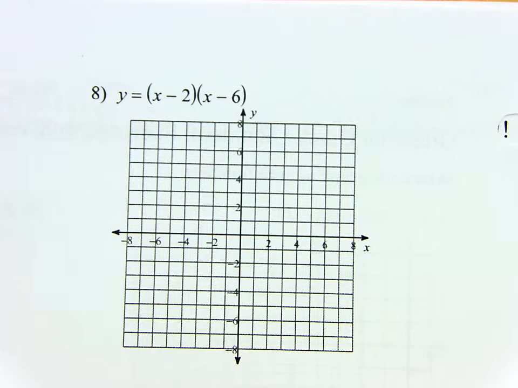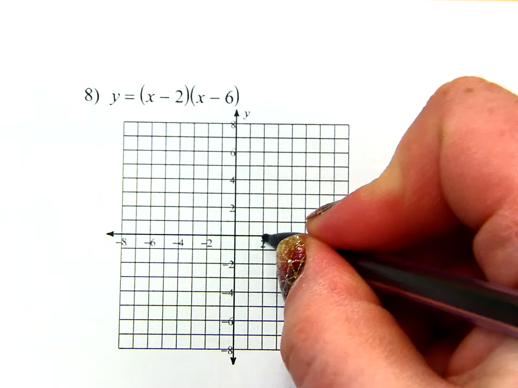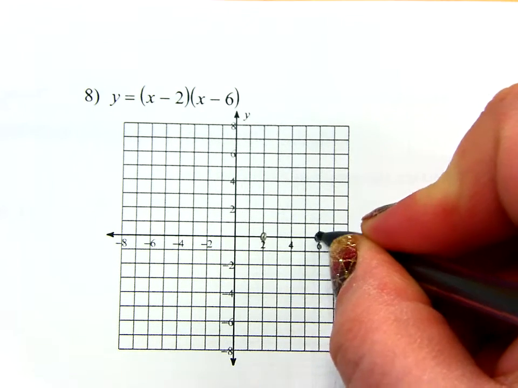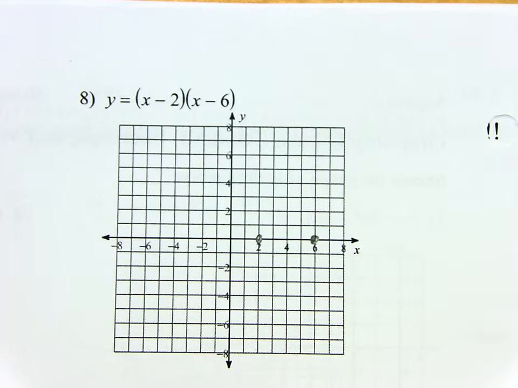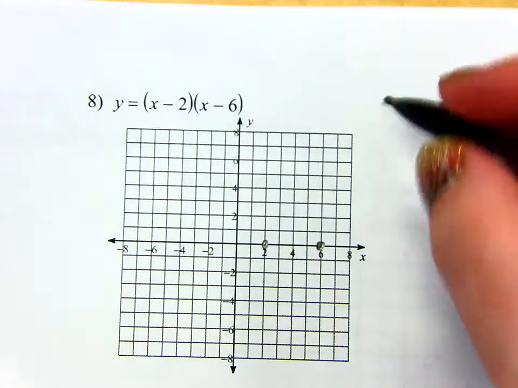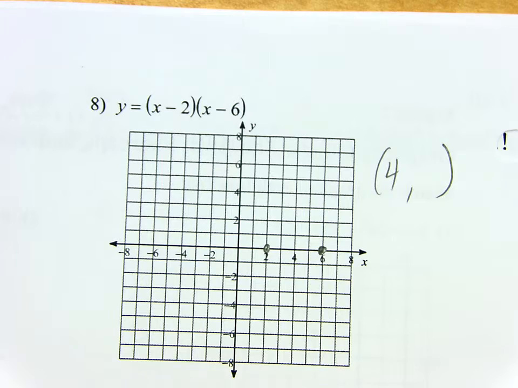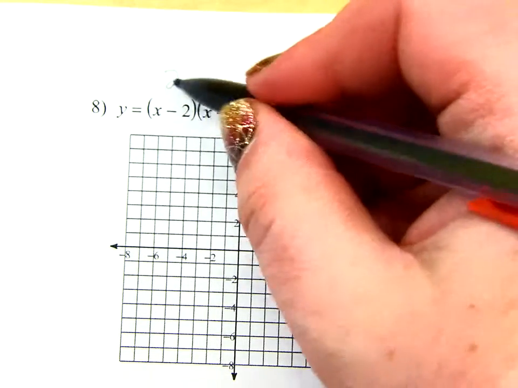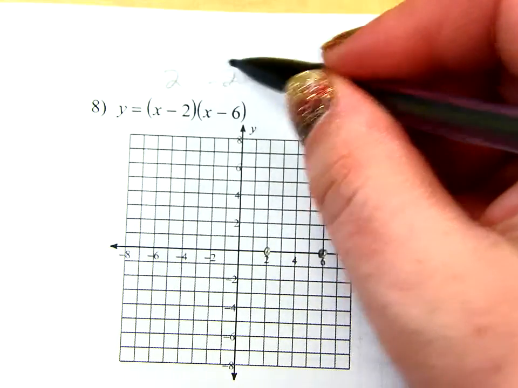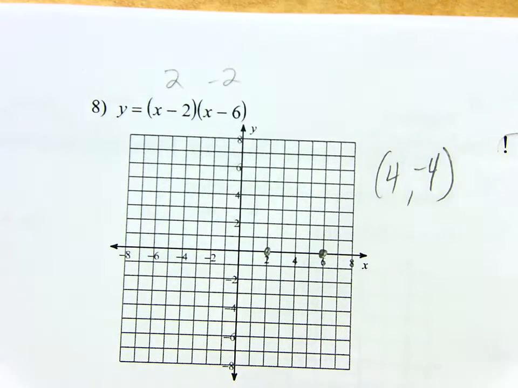Where does this thing cross the x-axis? Positive 2 and positive 6, right? Good. So that's my starting point. Positive 2, positive 6 crossing the x-axis. I know the vertex has to be halfway in between those two, so it's got to be at 4 comma something. I just don't know what the something is, so I'm going to plug in 4 and see what I get out. Well, 4 minus 2 is 2. 4 minus 6 is negative 2. Negative 4? Is everybody in agreement?